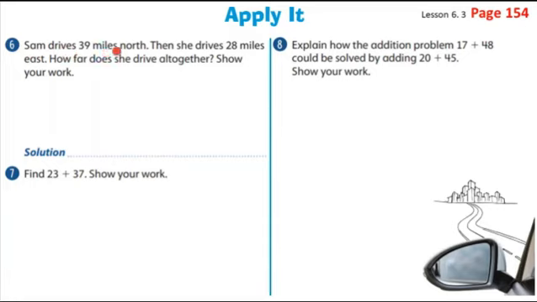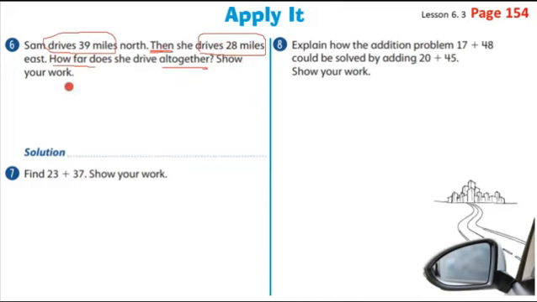Sam drives 39 miles north. Then she drives 28 miles east. How far does she drive altogether? Oh, it says how far altogether. See how I'm underlining those words, how far altogether. So they want to find the total distance that Sam drove.